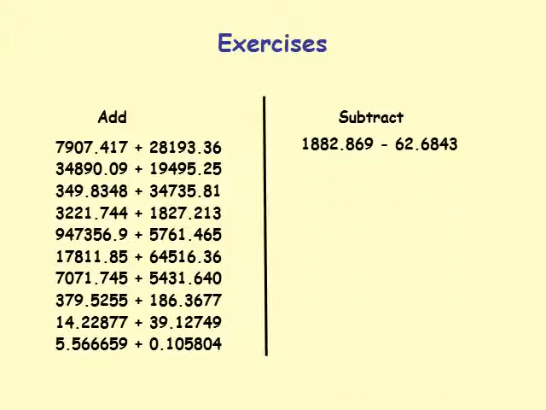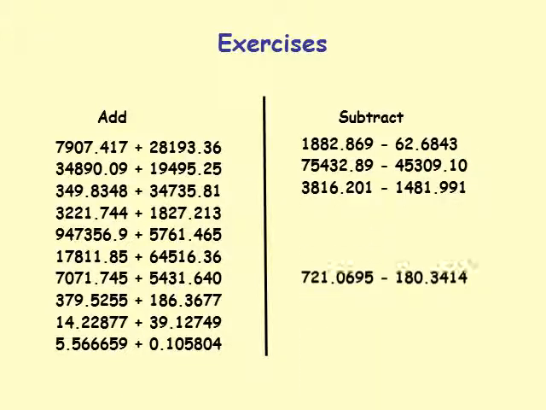Now we're going to subtract something, which is 1882 decimal 869 minus 62 decimal 6843. Let's continue. 75432 decimal 89 minus 45309 decimal point 10, and some more.